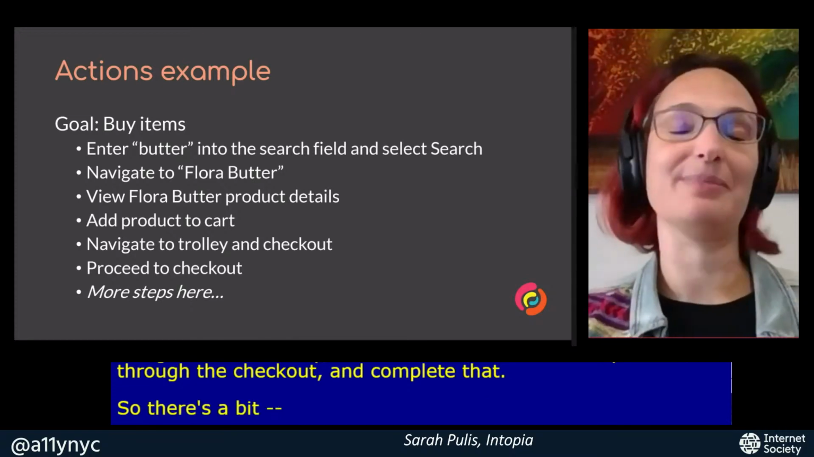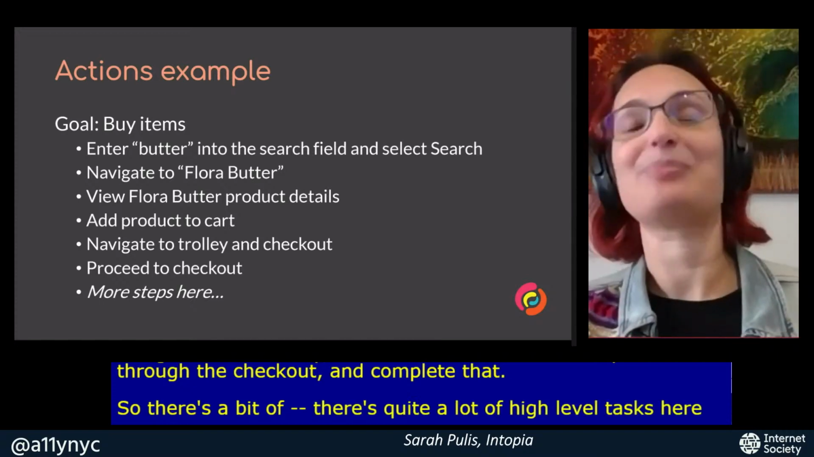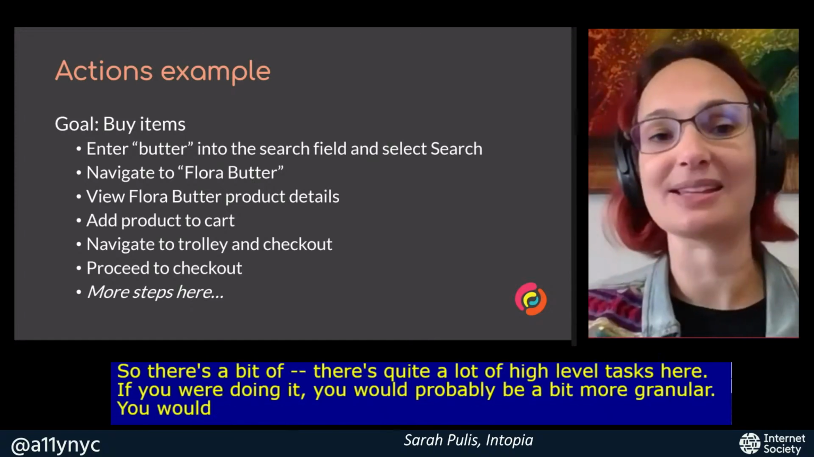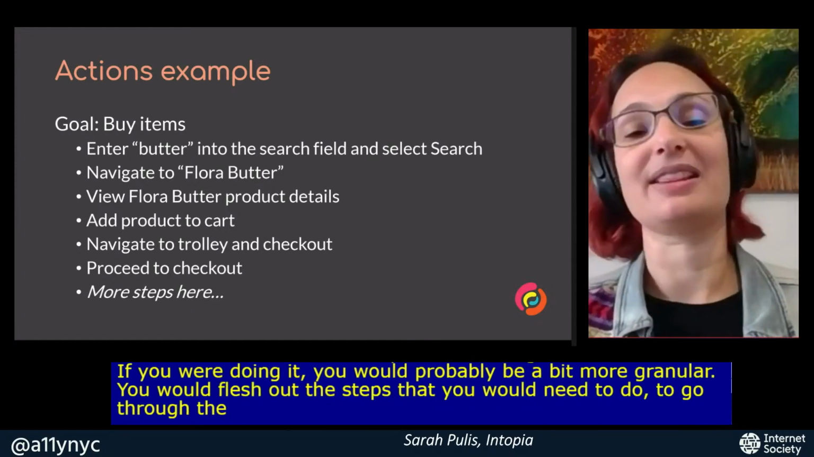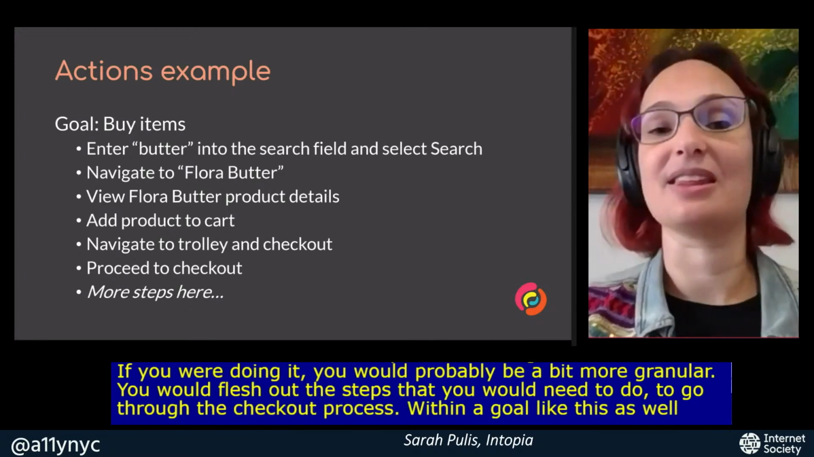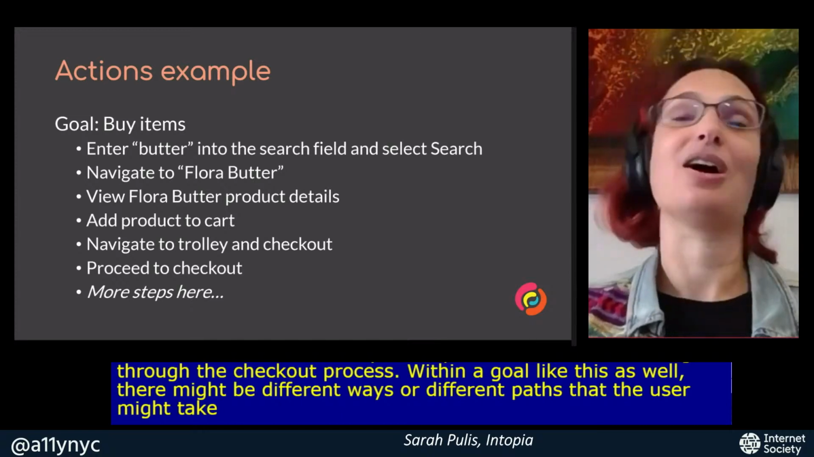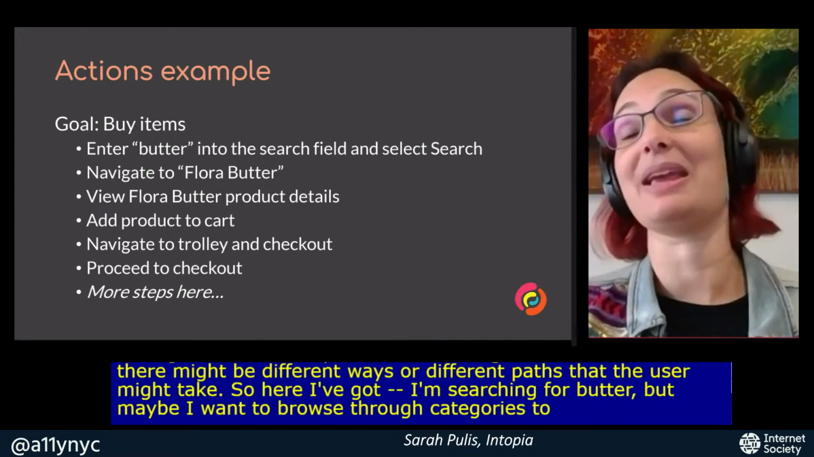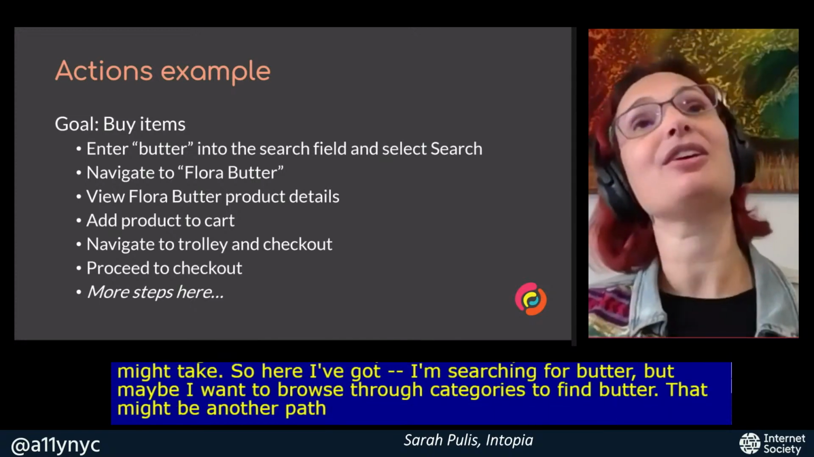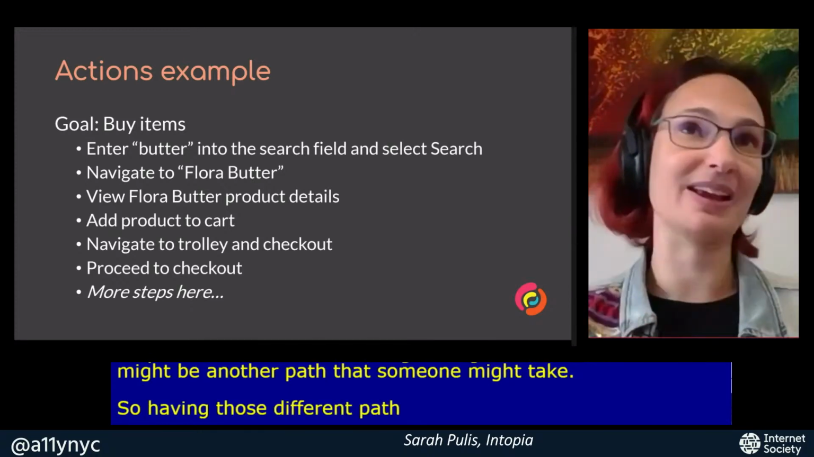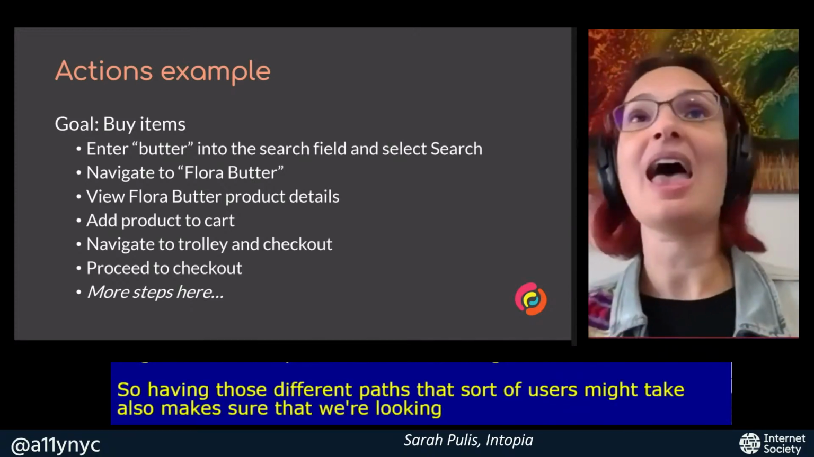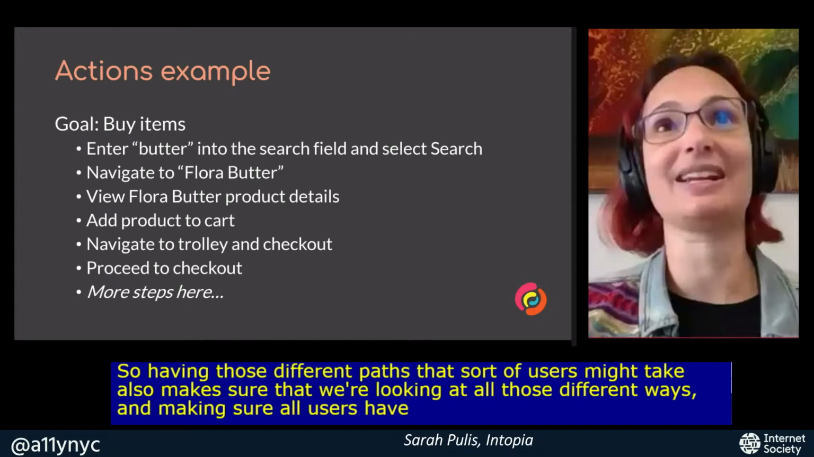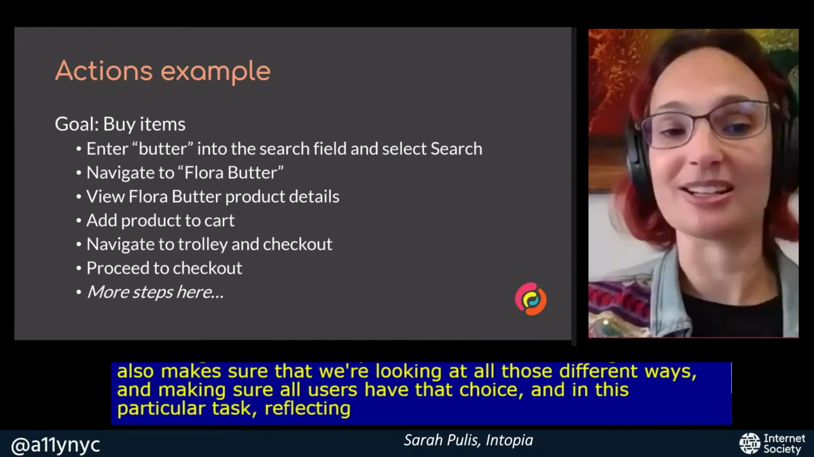If you were doing it, you'd probably be a little bit more granular. So for that proceed to checkout, you'd actually flesh out the steps that you need to do to go through that checkout process. Within a goal like this as well, there might be different ways or different paths that a user might take. So here I'm searching for butter, but maybe I want to browse through categories to find butter. That might be another path that someone might take. So having those different paths that users might take also makes sure that we're looking at all those different ways and making sure all users have that choice, and in this particular task, reflecting that choice in the action list.